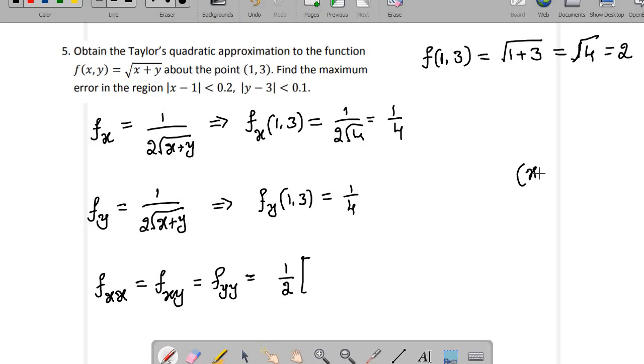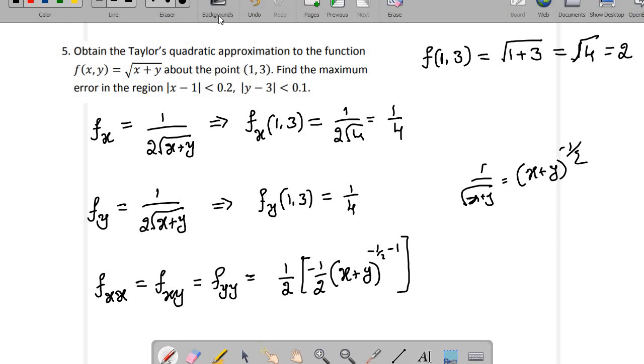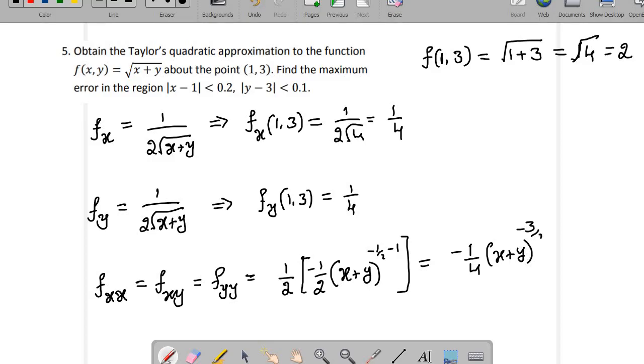and that is equal to 1 by 2 times of, and this one, how do you write? (x plus y) whole power minus 1 by 2, right? 1 by root of x plus y can be written like this. So its derivative will be minus 1 by 2 times (x plus y) whole power minus 1 by 2 minus 1. And the derivative of x plus y is anyway 1. Which equals what? Minus 1 by 4, which is actually (x plus y) whole power minus 3 by 2.